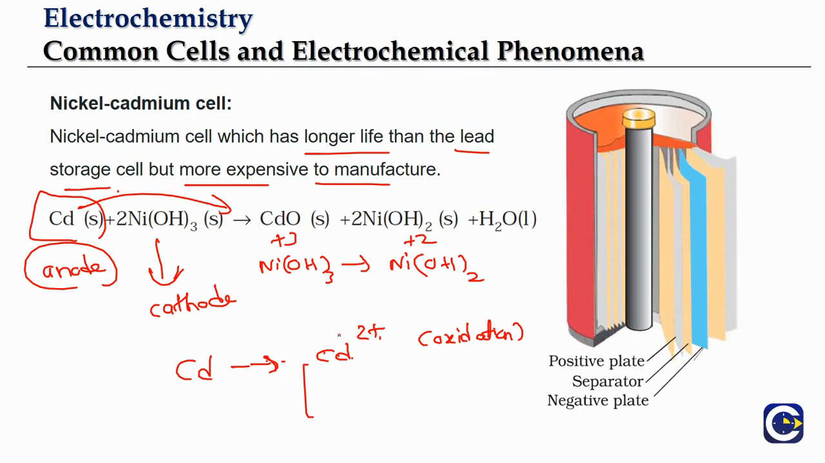So this is the nickel cadmium cell. We have two types of secondary cells: one is the lead storage battery, and the second is the nickel cadmium cell. In the nickel cadmium cell, what is the cathode? The cathode is nickel trioxide. What is the anode? The anode is cadmium.